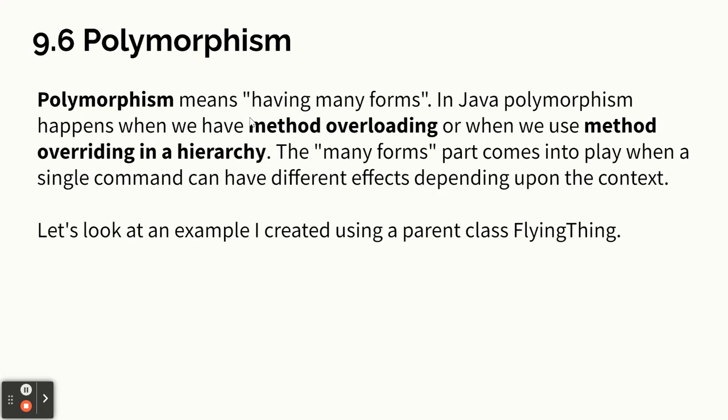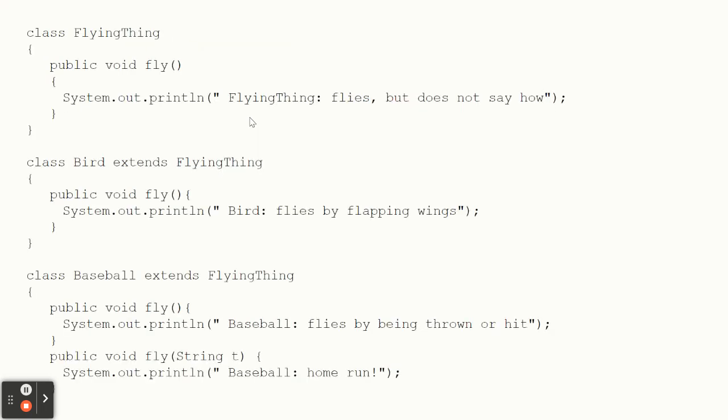in the child class. But I made a class here called Flying Thing with 2 children. So check it out. We have Flying Thing. Public void fly is what it does, and when you fly the flying thing, it says it flies, but it doesn't say how. And then class Bird extends Flying Thing. When you fly a bird, it flies by flapping its wings. And when you fly a baseball, it flies by being thrown or hit. Plus, the baseball happens to have a fly method that accepts a string. And when you do that, it means you got a home run.